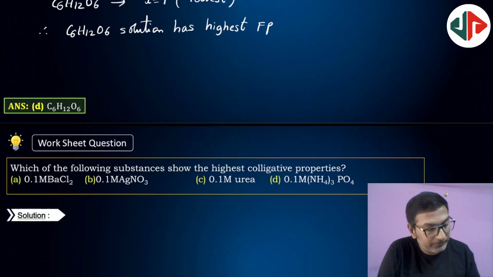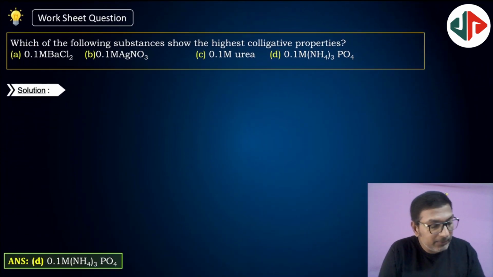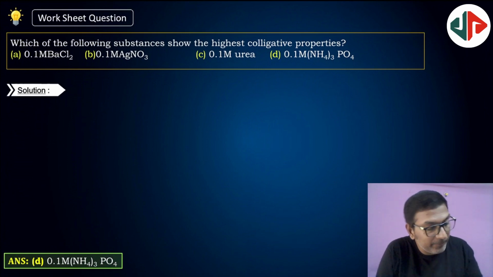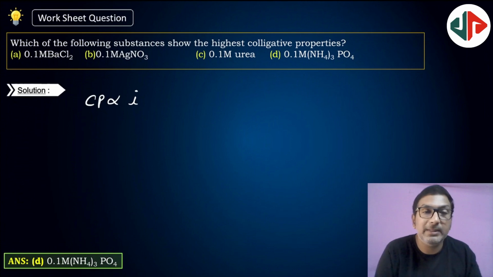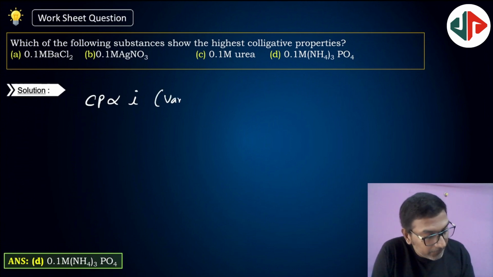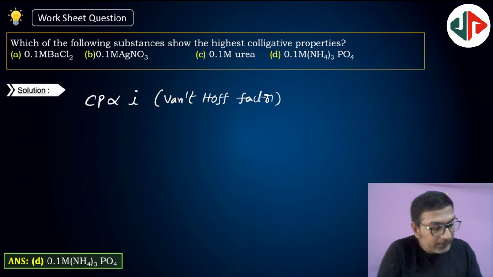Next. Which of the following substances shows the highest colligative properties? We know any colligative property is directly proportional to i, which is the Van 't Hoff factor. So as the value of i increases, colligative property increases.